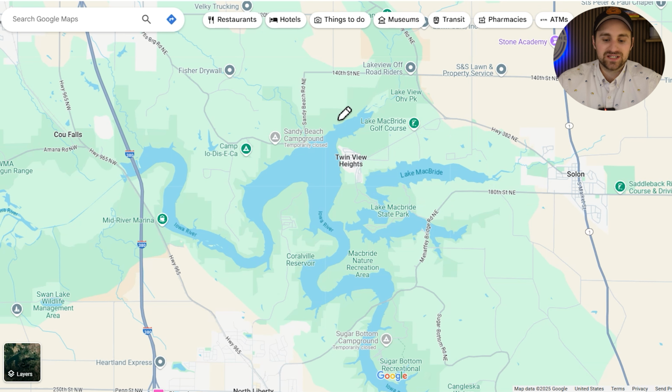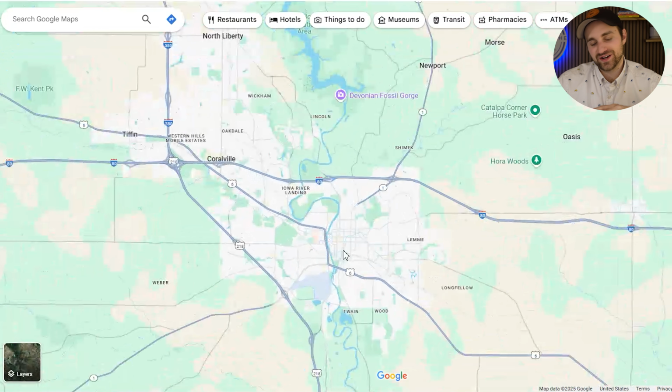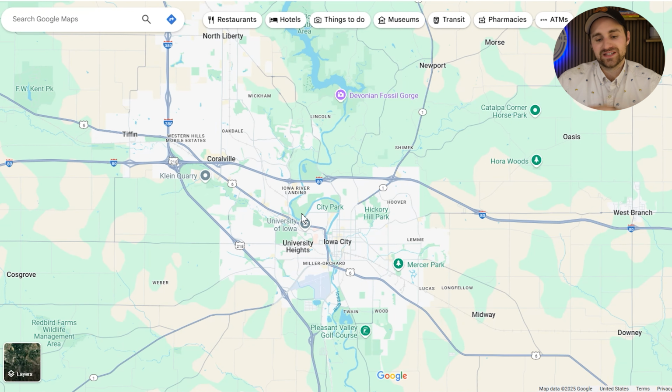And Iowa City is down here too, which is not where my alma mater is. I'm a Cyclone, not a Hawkeye, but I will give Iowa City a little bit of a shout out. They have a great hospital system there, but it's not one of the main cities that I'm going to talk about today.